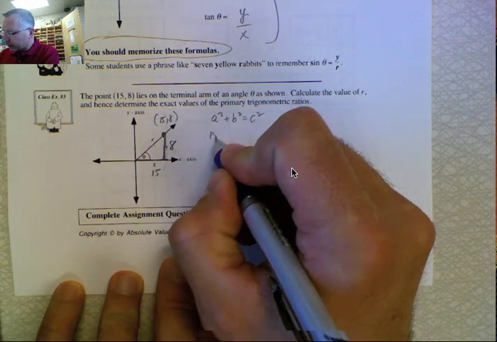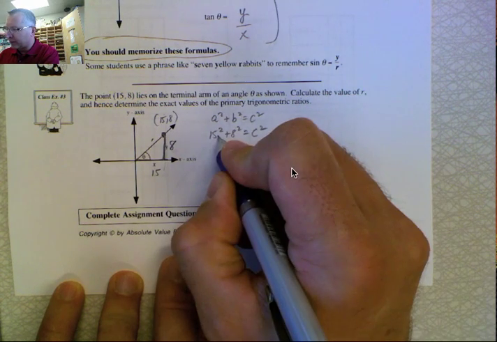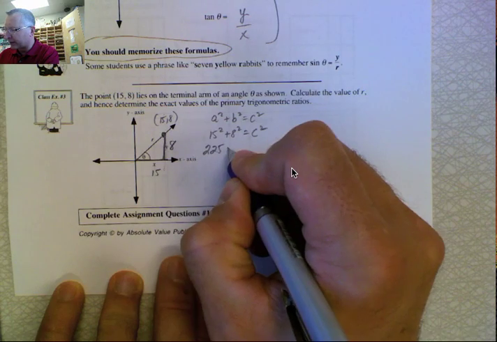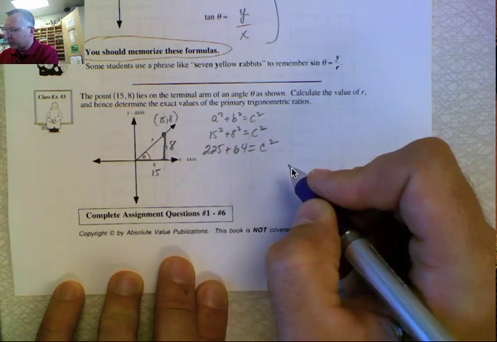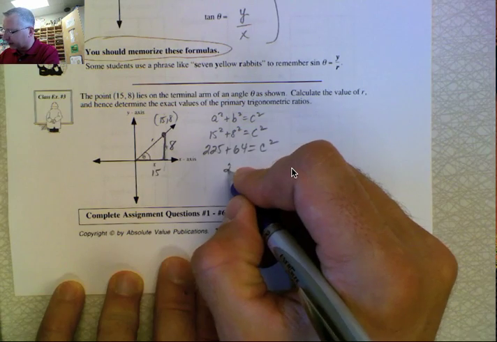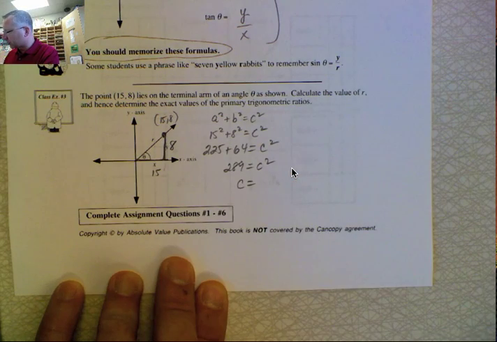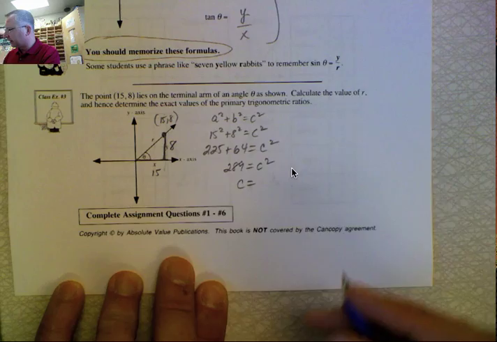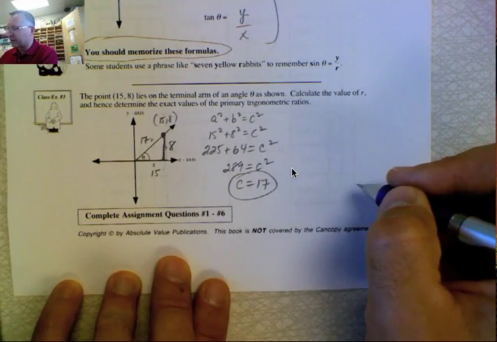So we end up with 15 squared plus 8 squared is c squared. 15 squared is 225. 8 squared is 64. And if we take 225 plus 64, let's take out our calculator, that gives us 289. So to get c, we have to take the square root of 289, and that gives us 17. So this distance r is 17.